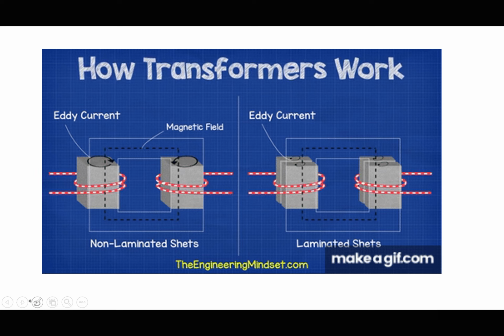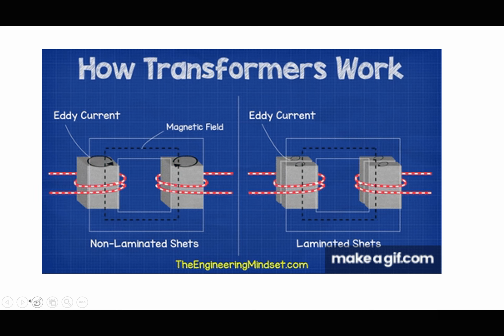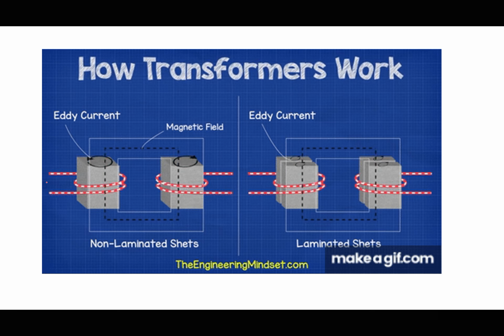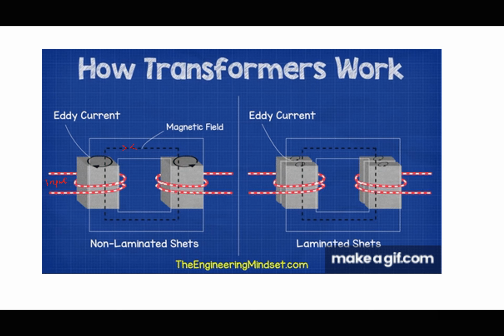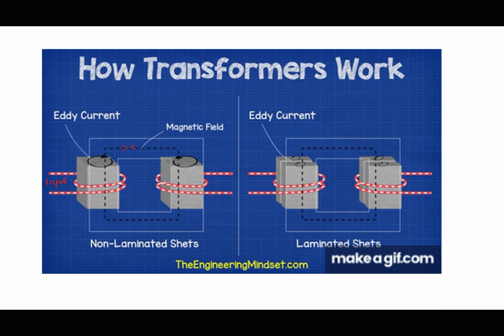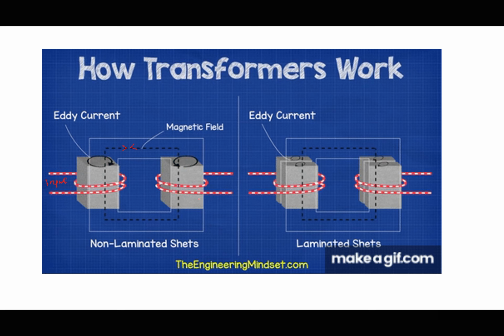So I have a simple animation to demonstrate what I was talking about here. In the primary, for example, you can see that here is where we have the input. The input keeps changing direction, as indicated by this animation, and that means the magnetic field keeps changing direction too, as indicated by these black dots. If it is changing direction, we say the magnetic flux is changing. So what does that mean?